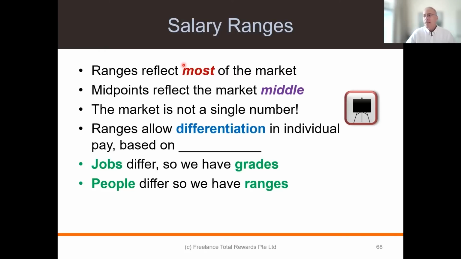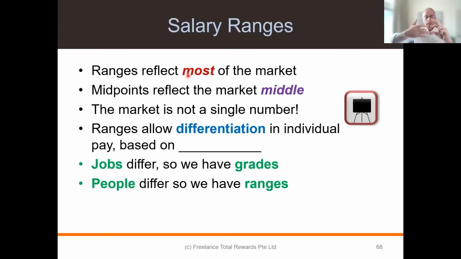So the market is not a single number. And so the salary range is sort of a simulation or a model of the market. The market's like this, okay? There's numbers all over the place. The market salary range tries to match the midpoint to the median of the market, if that's your philosophy, is to pay median.